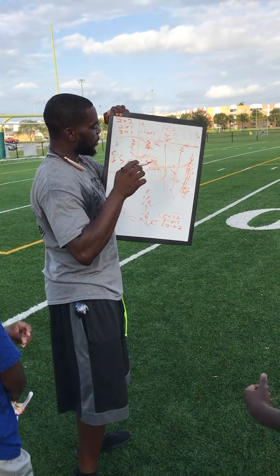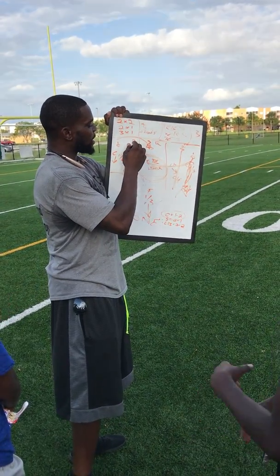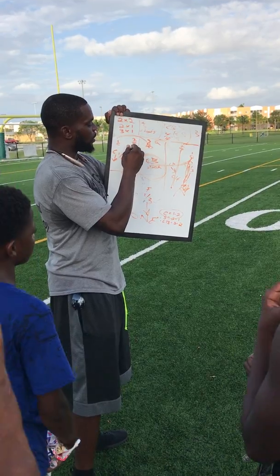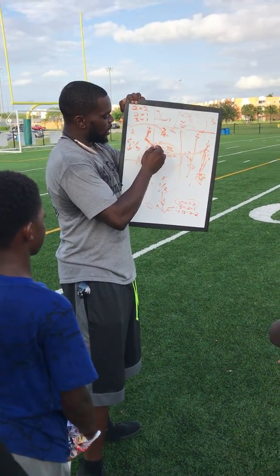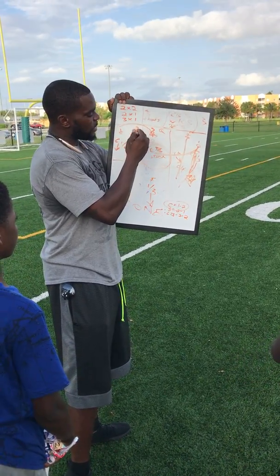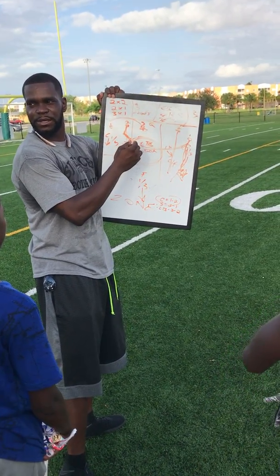All right? You've got curl to flat. And you want to be inside of number 2. Why? Because you want to wall number 2 from doing a slant. If you've got curl to flat and number 2 does a slant and he gets inside here and catches the ball, he penetrates the defense.